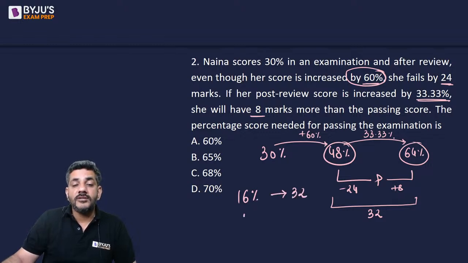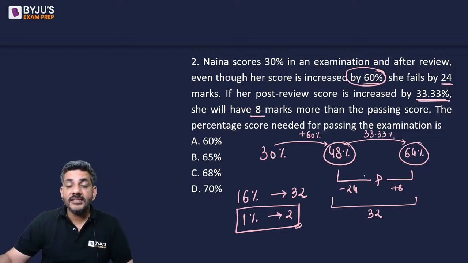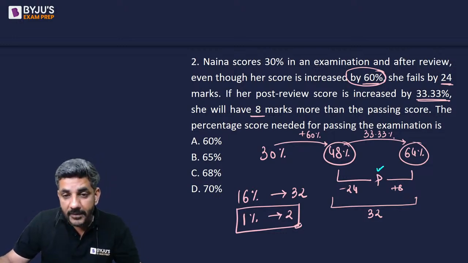16% is equal to 32. So 1% is equal to 2. Question is asking what is the percentage score needed for passing the examination. So what is this score? This is the passing score.